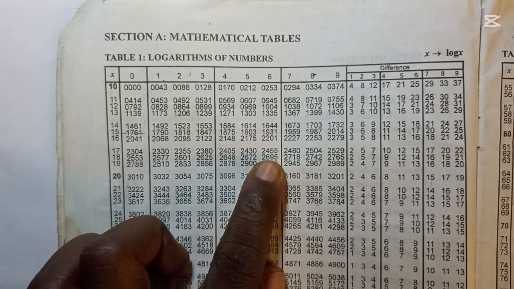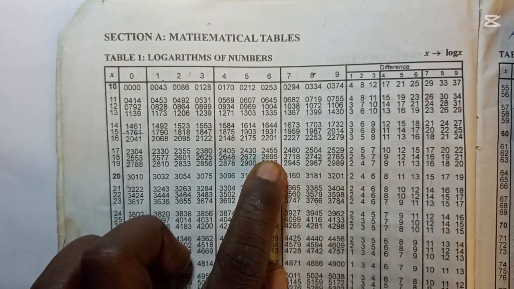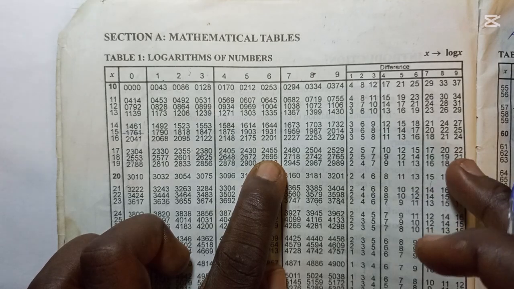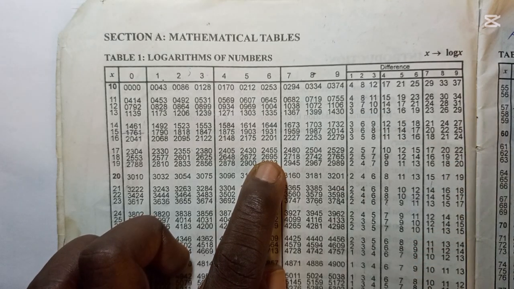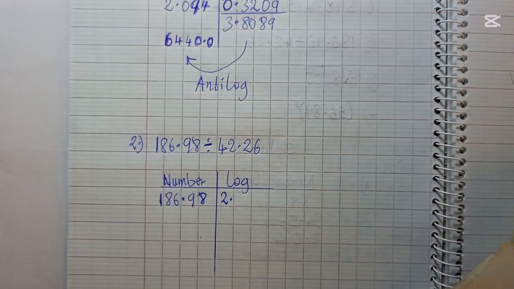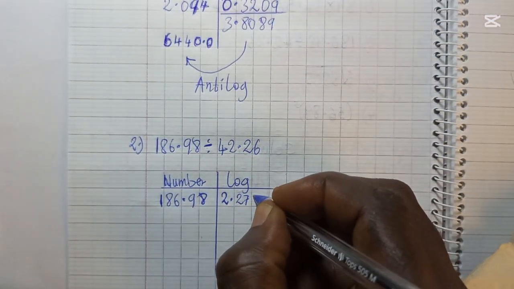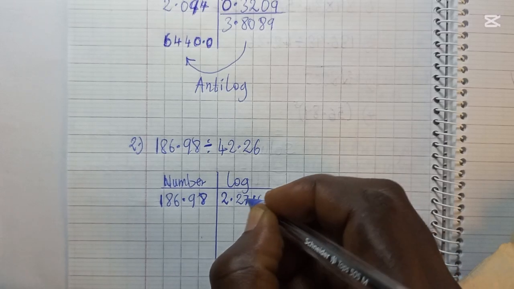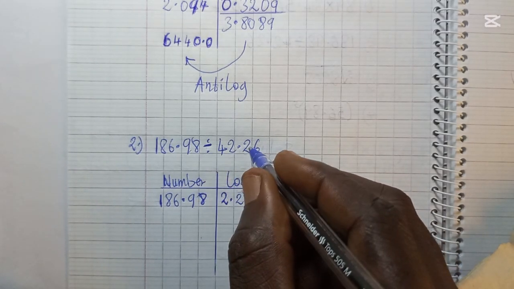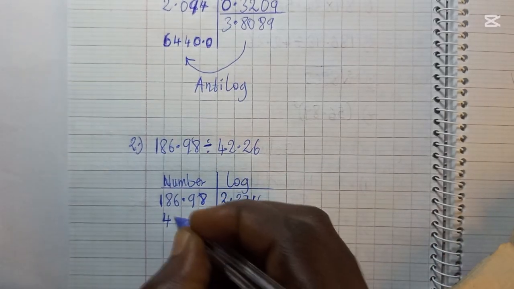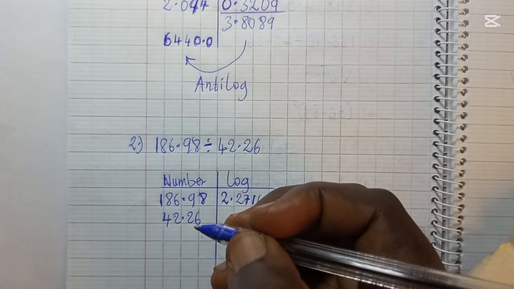So 2695 plus 21 will give us 2716. So we are going to write 2716 here. And also the other number is 4226.